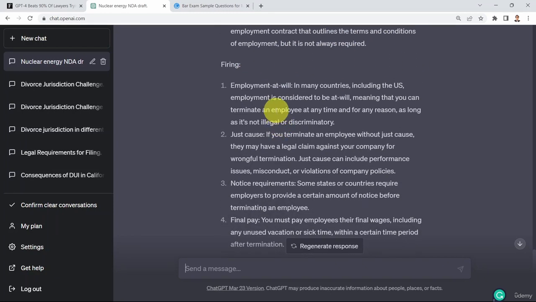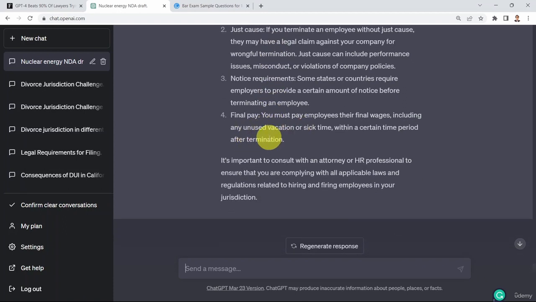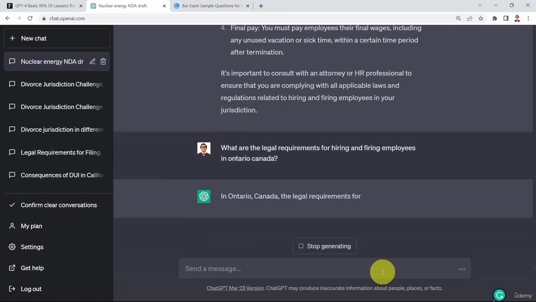It's going to tell you as well the requirements for firing. It's going to tell you employment at will. So in many locations, let's say in the US, it is considered to be at-will employment. And then just cause, notice requirements, and final pay. And what I could do here is I can specify that, let's say I'm talking about, for example, Ontario, Canada. So I'm going to say, what are the legal requirements for hiring and firing employees in, let's say, Ontario, Canada? And here we go.